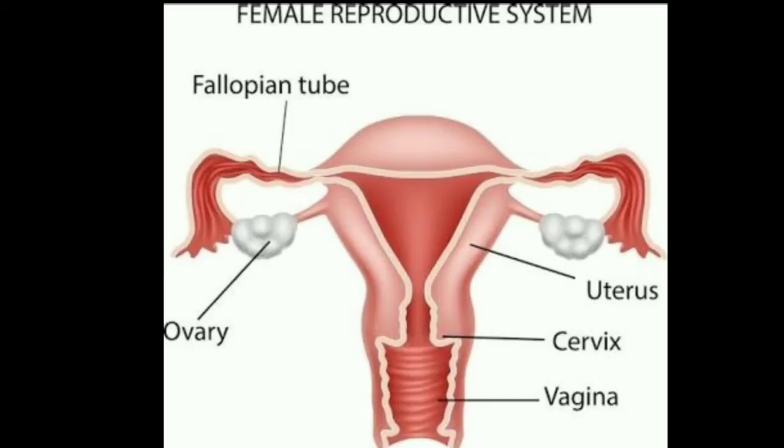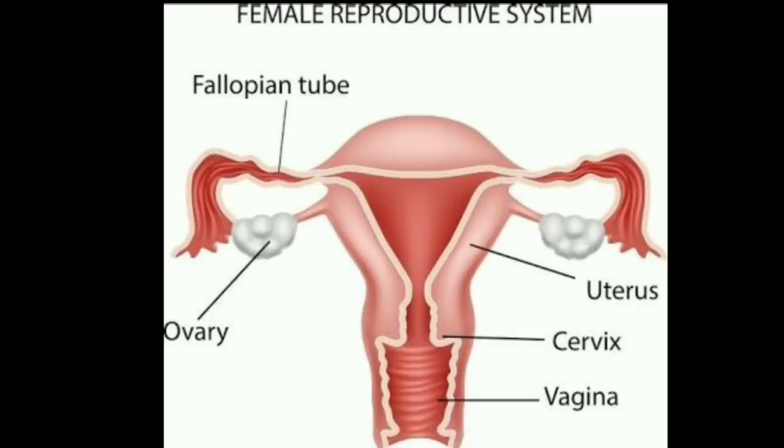The embryo grows and develops into a fetus. The nourishment is provided to the embryo inside the uterus through the placenta. After the gestation period, labor begins and the child is born.